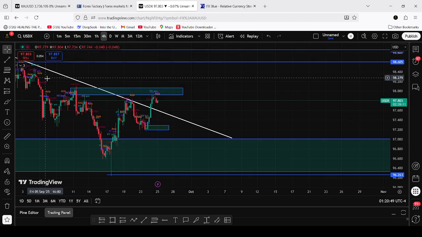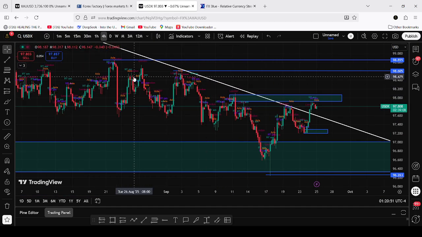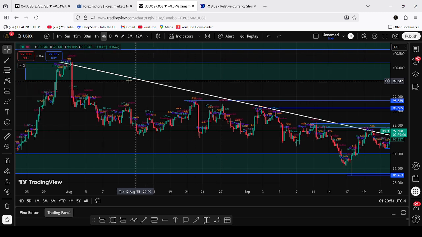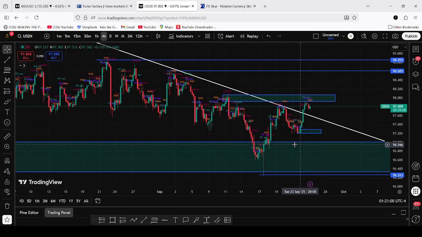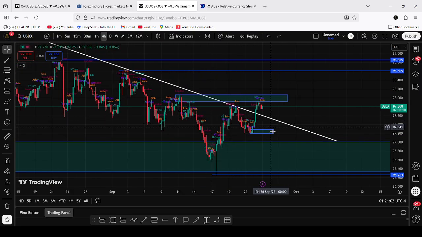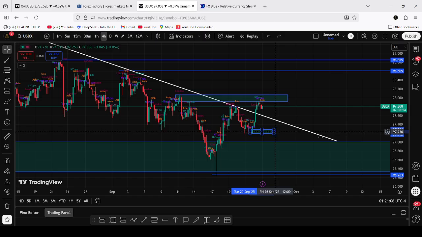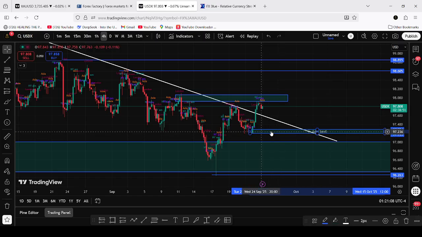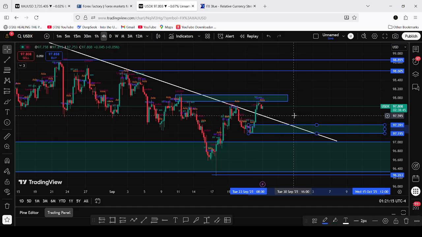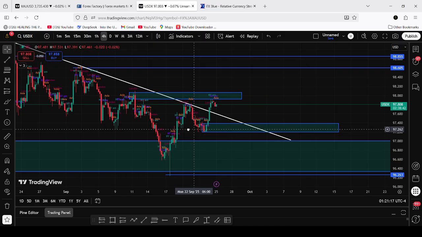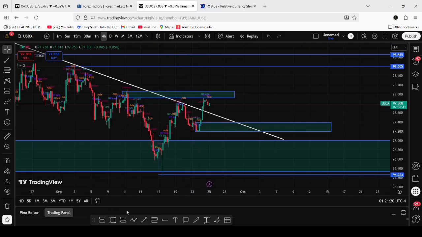So that shows that the DXY is trying to reverse, and the USD basket is gaining some buying momentum now. So we might wait for the market maybe to come and retrace to this zone so that we can be able to see much push on the upside. In terms of technical analysis, it might retrace to this zone. Then we see a move on the upside.